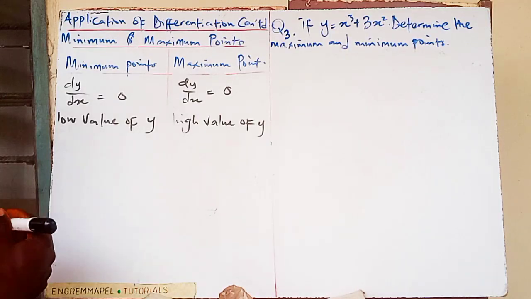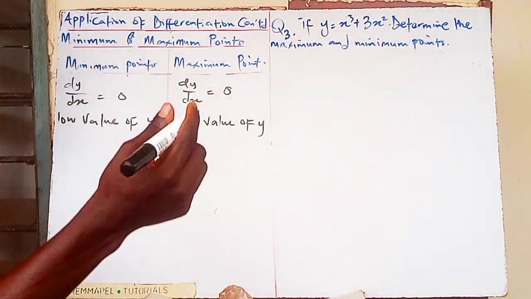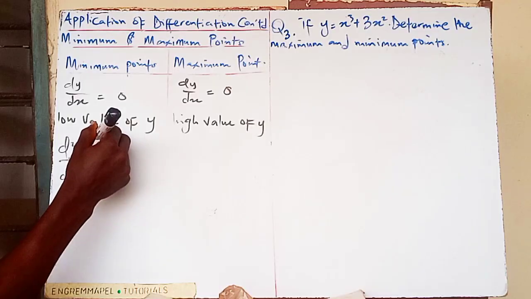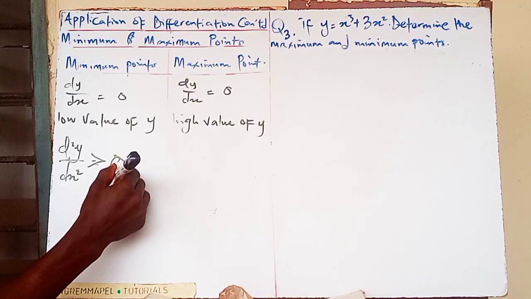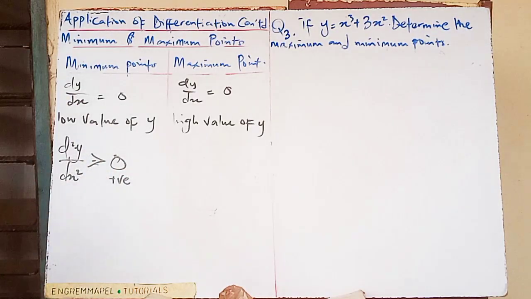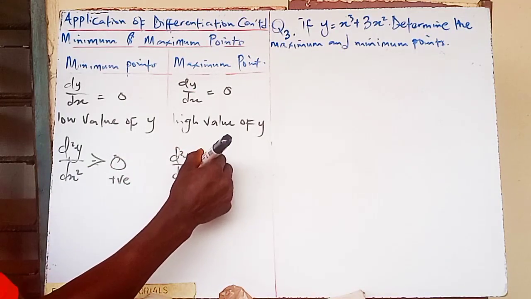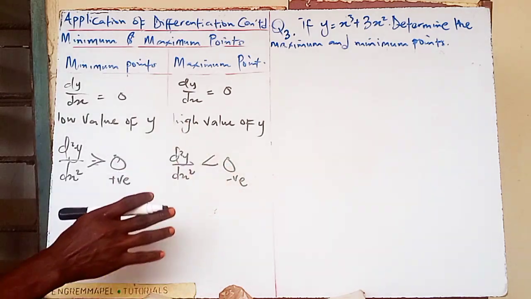If you want to know more and check that you are correct, you can differentiate it twice. That's your second derivative, d squared y over dx squared. If it is greater than 0, that means if your answer is positive, it is a minimum point. If it is less than 0, that means if it is negative, that's when it is a maximum.